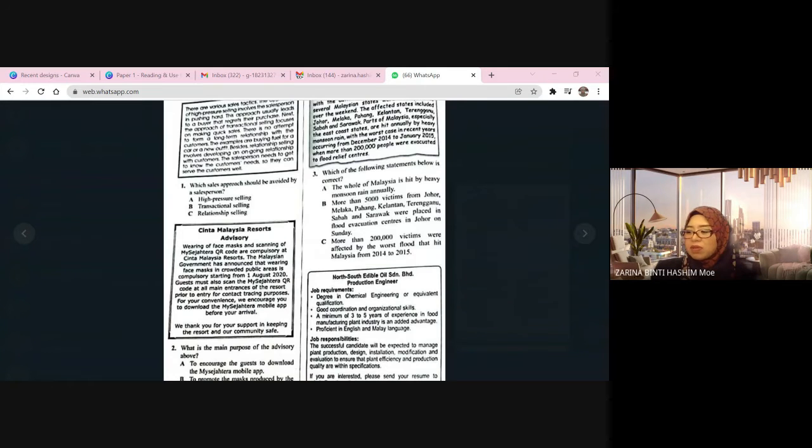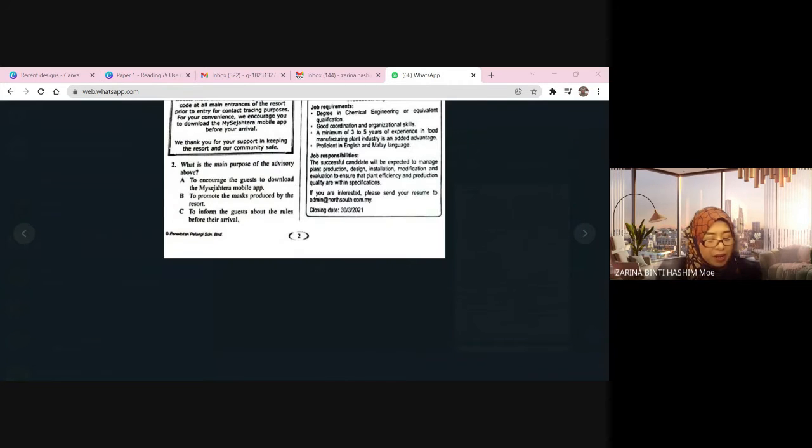Okay, let's get number two. Cinta Malaysia Resort Advisory. Question: what is the main purpose of the advisory above? Highlight the keywords here. What's the keyword here? Jianxing, what's the keyword? So you should highlight the main purpose. So those are the keywords for this question. The main purpose. Advisory means they give you advice, like a guideline, nasihat.